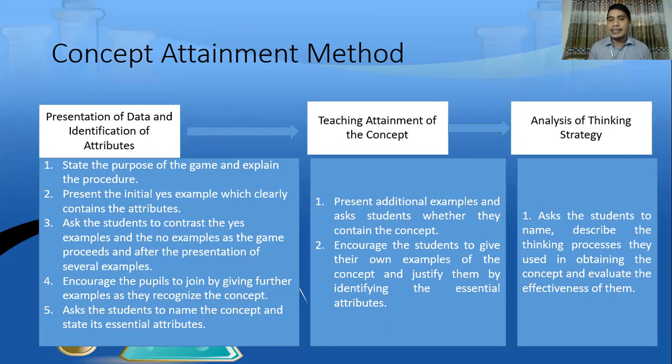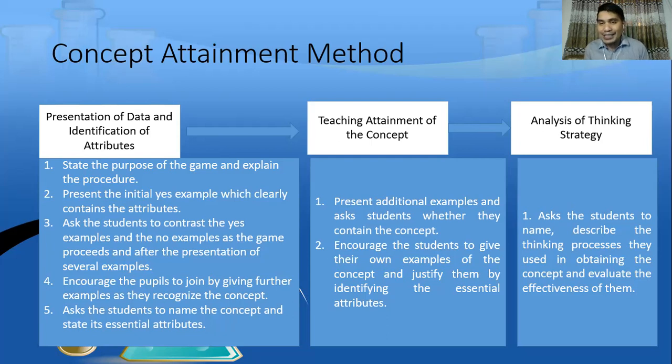So, first is present additional examples and ask students whether they contain the concept. And the second one is encourage students to give their own examples to the concept and justify them by identifying the essential attributes. So this is now about teaching the attainment of the concept. This is where the teacher will ask the students to give more examples or discuss more examples so that mastery will be ensured in that process.